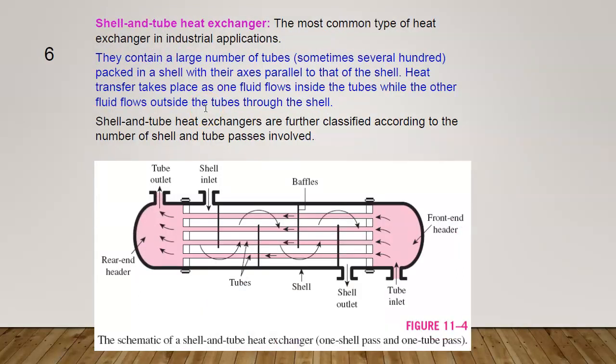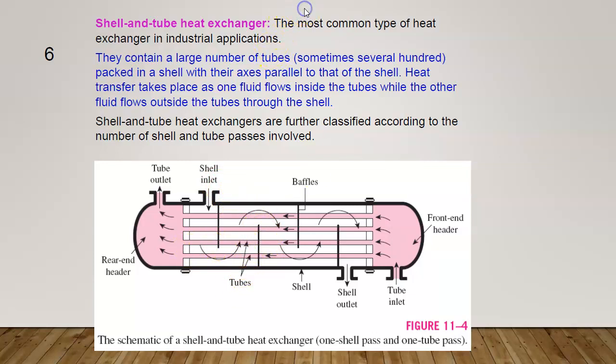Next one, this is shell and tube heat exchanger. This is the most common heat exchanger in industry, the one that we use for example in aircon. You could see we have one in the HVAC industrial lab. Okay, here, this middle one is tube.